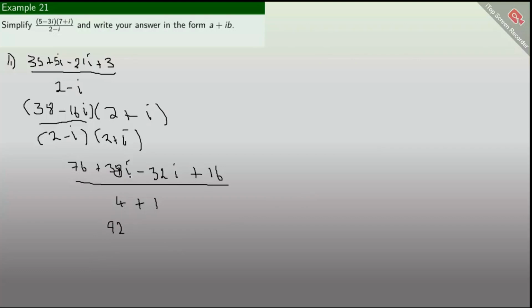Then we have 38i minus 32i, which is 6i, going to be positive, divided by 5. So definitely this is going to be equal to 92 over 5 plus 6 over 5i. We're done. So the key I think is just to know the conjugate and how to multiply the conjugates so that we don't waste a lot of time. And also, i times i is equal to what? Let's move on.